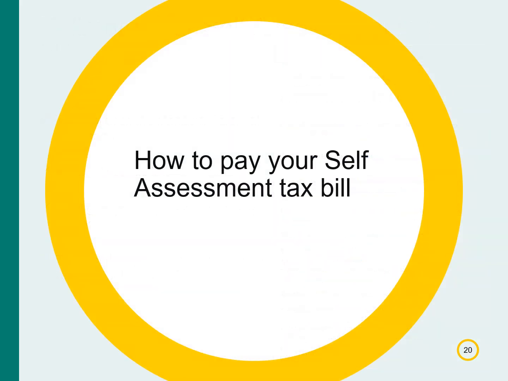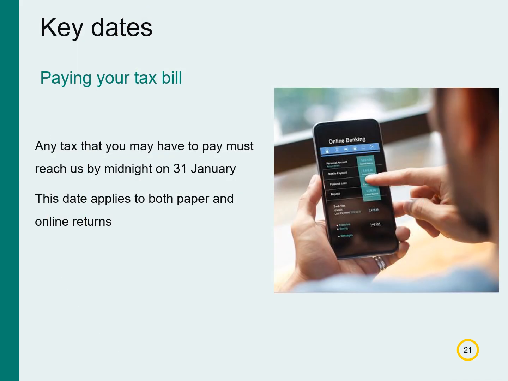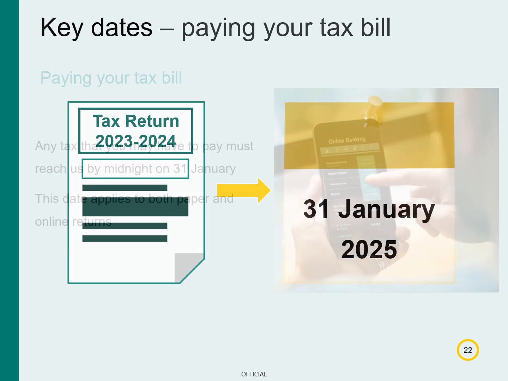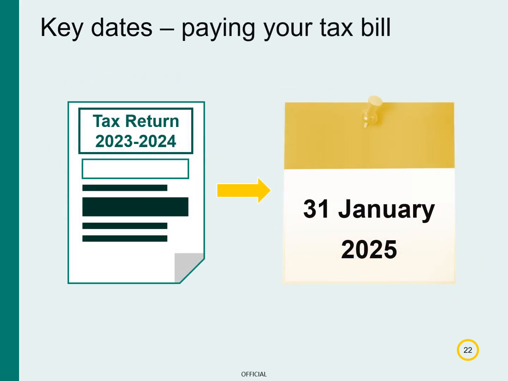Paying on time means you'll avoid being charged interest and a late penalty. The date for paying any tax that you may have to pay is by midnight on the 31st of January in the current tax year. This date applies to both paper and online returns. For example, any tax you may owe for the tax year ending the 5th of April 2024 will need to be paid by midnight on the 31st of January 2025.